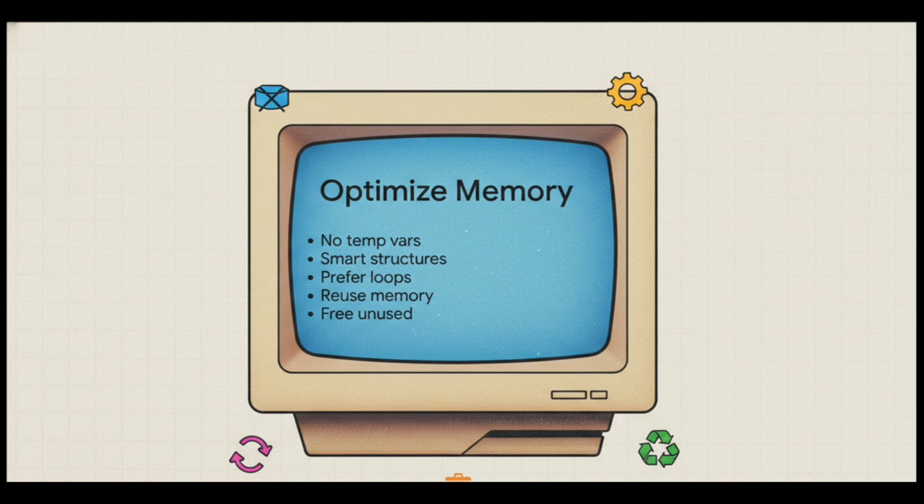3. Try to use loops instead of deep recursion to avoid stacking up all that memory. 4. Modify existing data to reuse memory rather than spawning new arrays. And 5. Proactively delete unused data and objects. Stick to these and your programs will run incredibly lean.